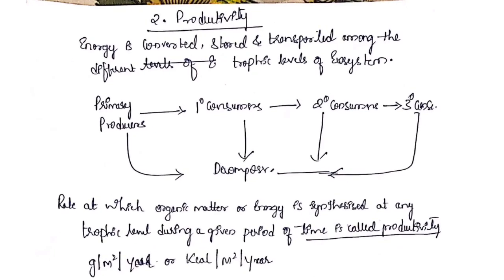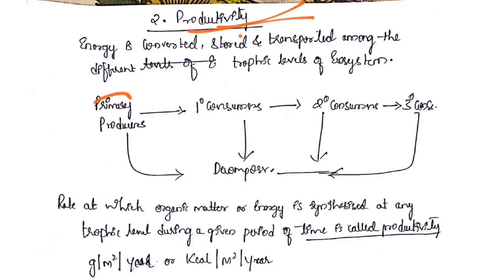Next one is productivity. The second function is productivity. So what happens in productivity? Energy which is converted, stored and transported among the different trophic levels of the ecosystem is called productivity.